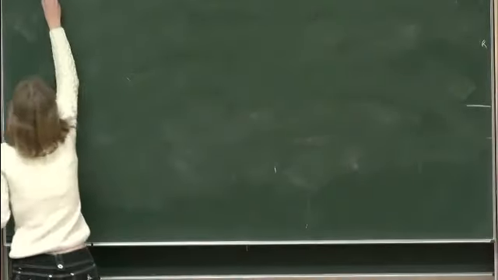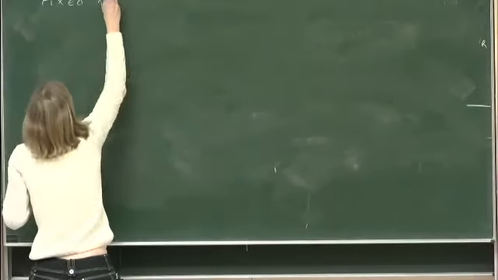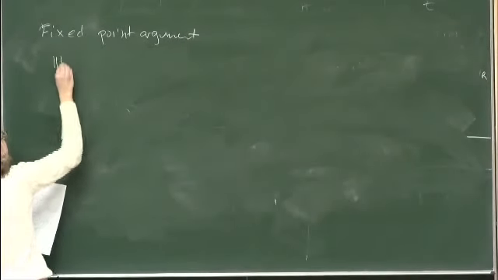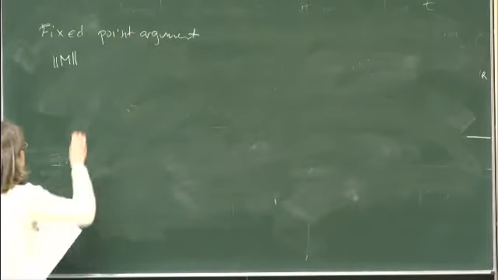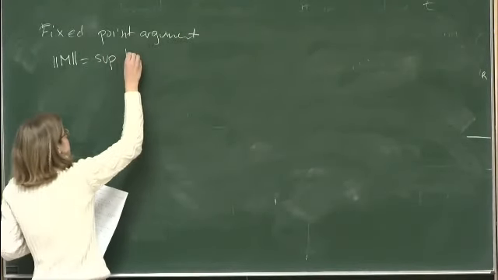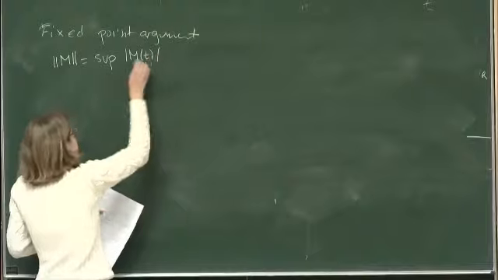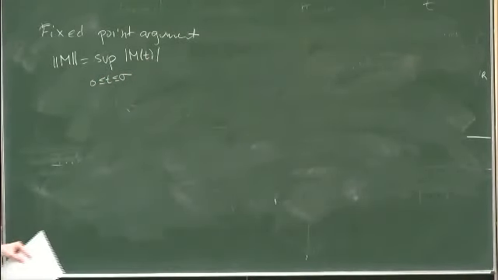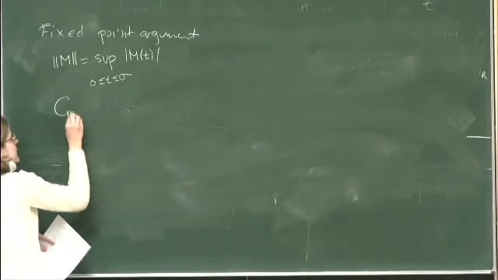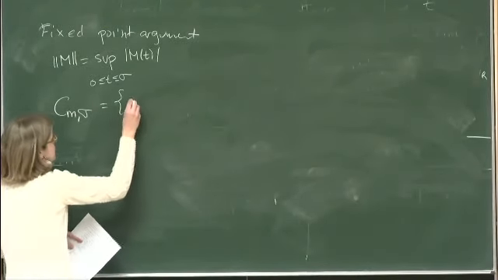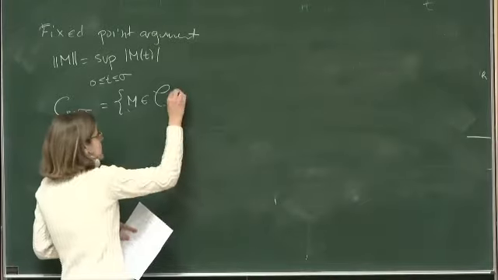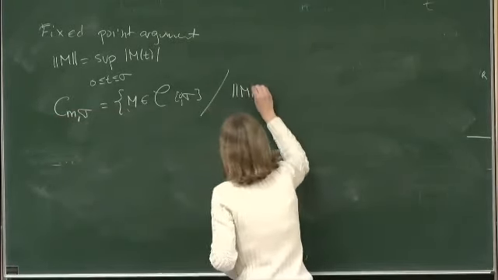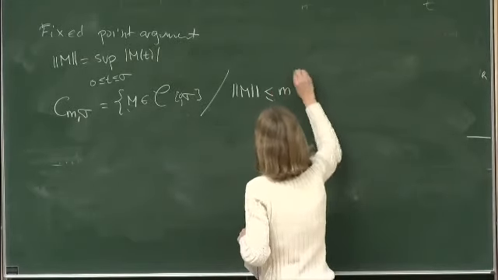Okay, so now let's do the fixed point argument. Let me fix the space. I'm going to fix the norm of m to be the supremum of m of t, where t is between 0 and some sigma. And I'm going to define C of sigma to be the space of functions that are continuous in [0, sigma], and whose uniform norm is bounded by m.